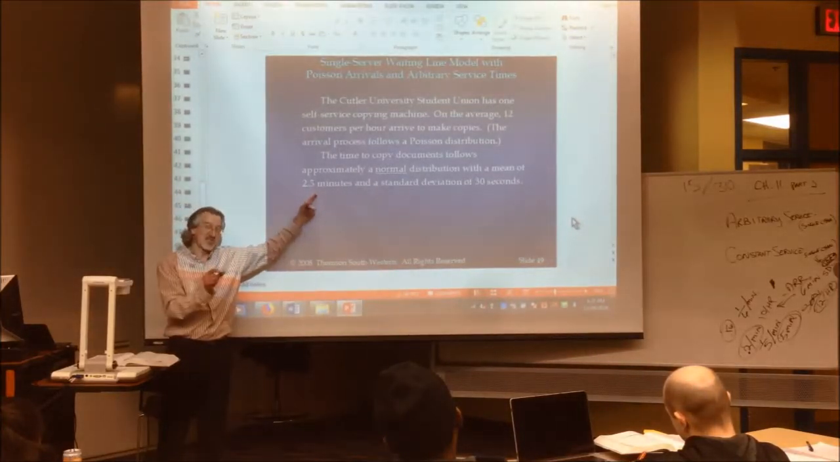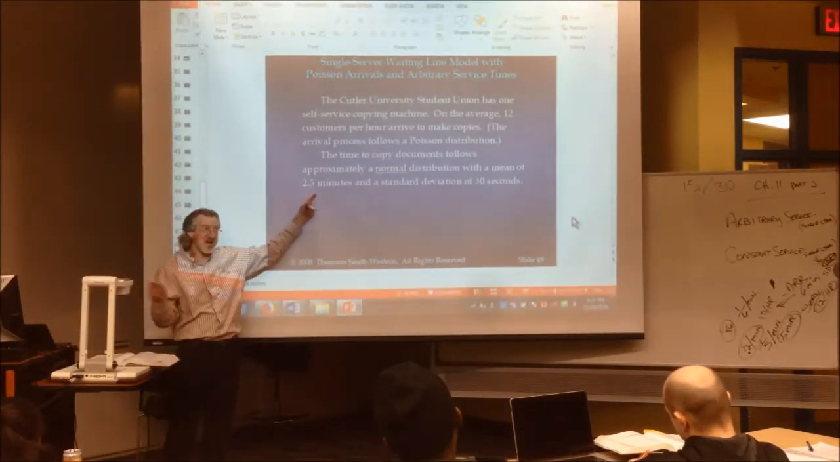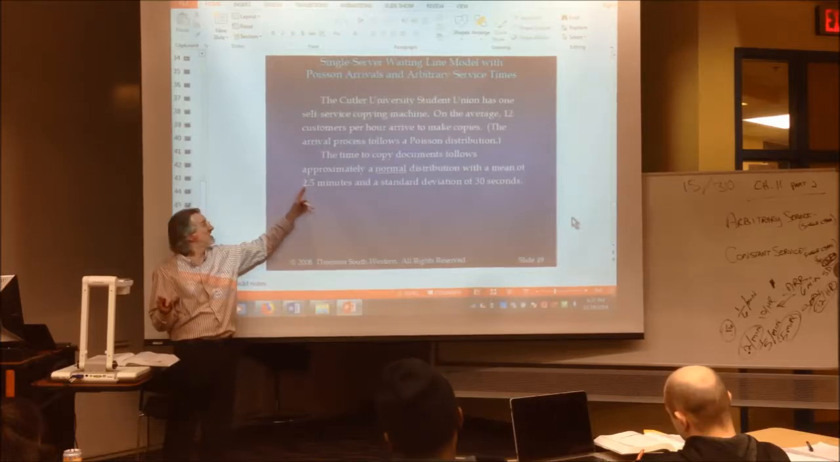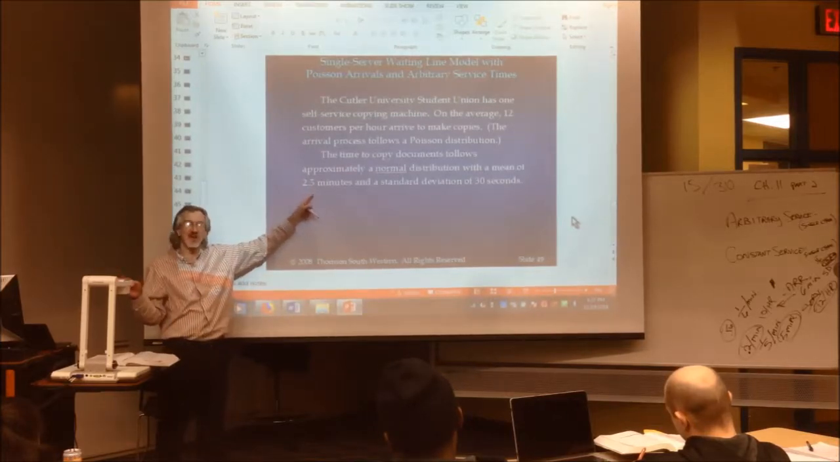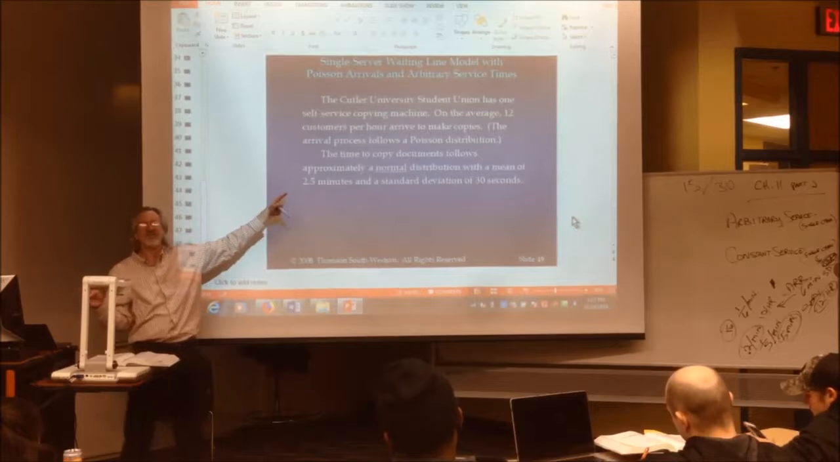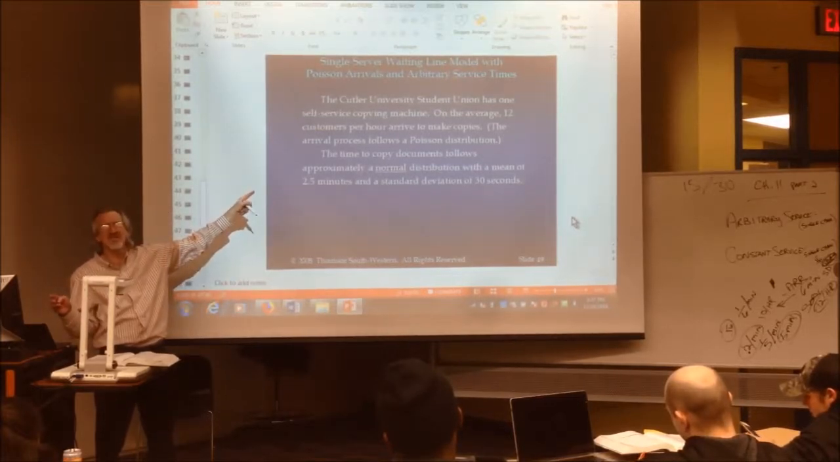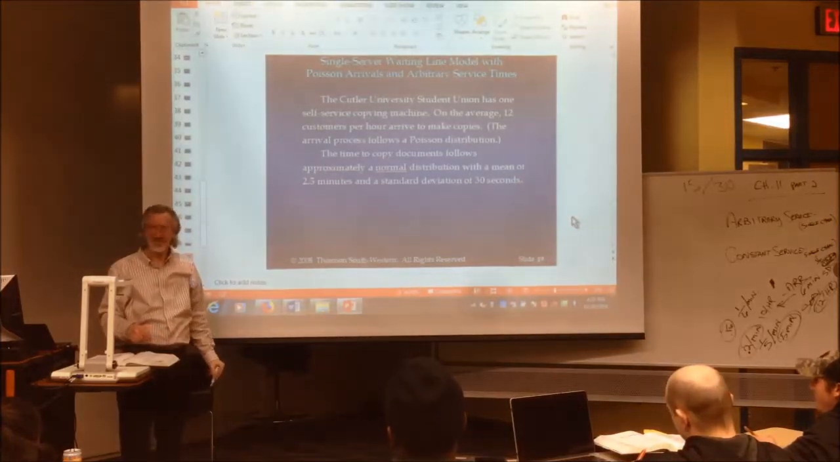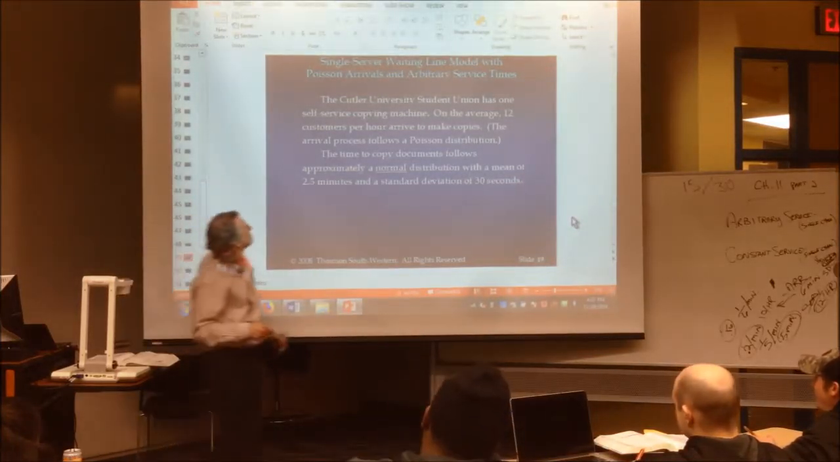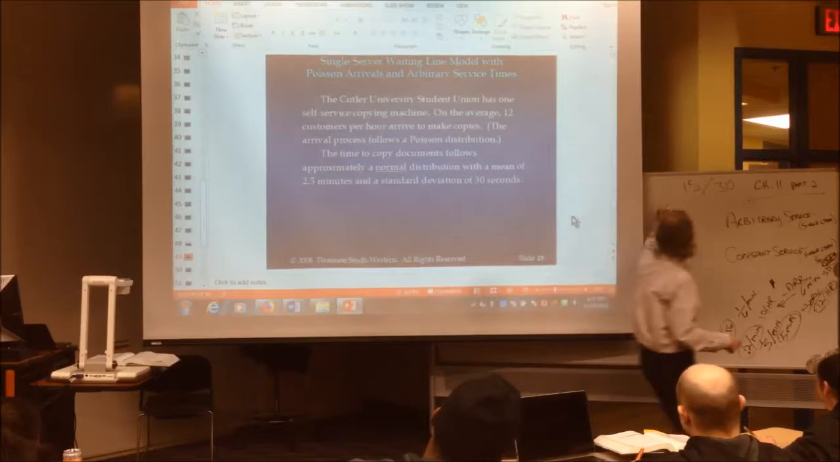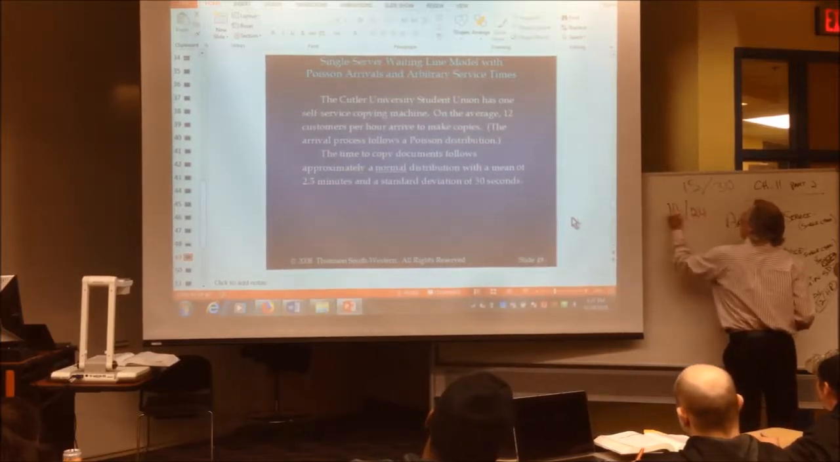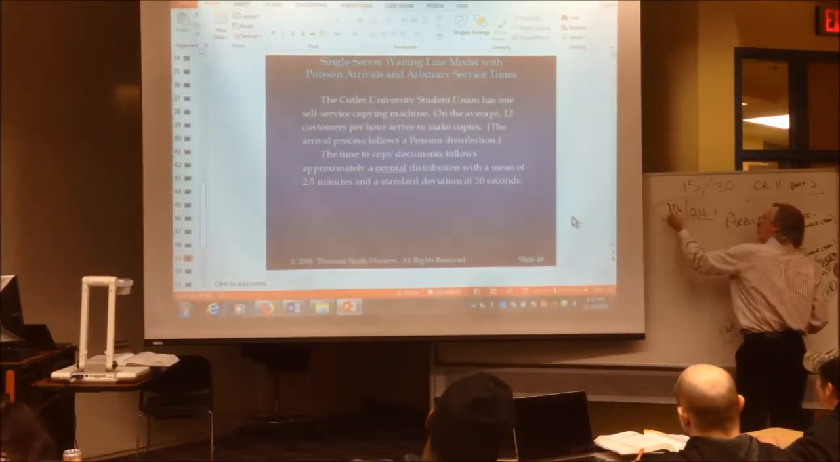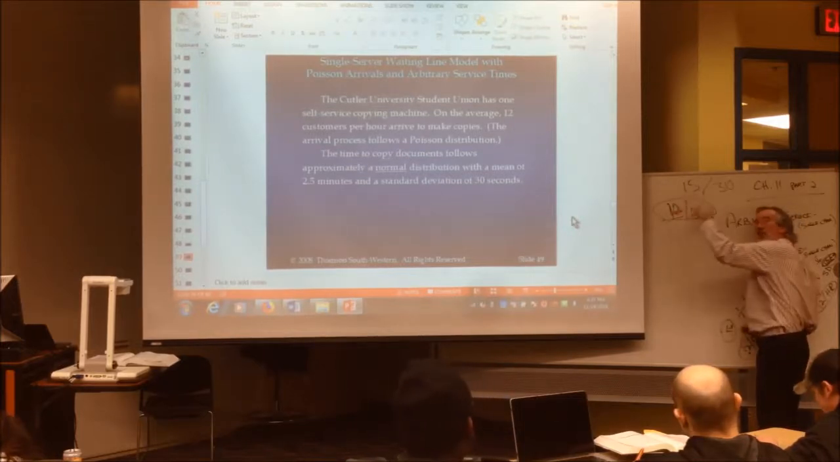If it takes 2.5 minutes to provide service and there's 60 minutes in an hour, how many could be served every 2.5 minutes? So 60 divided by 2.5 is 24, right? So we have 12 arrival, 24 per hour.